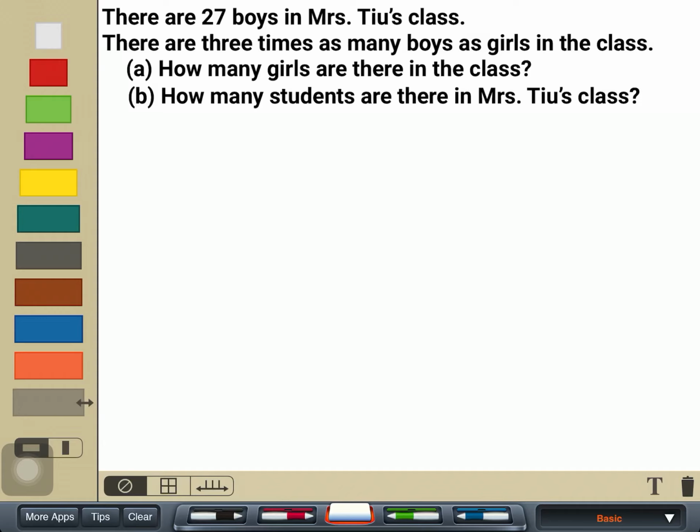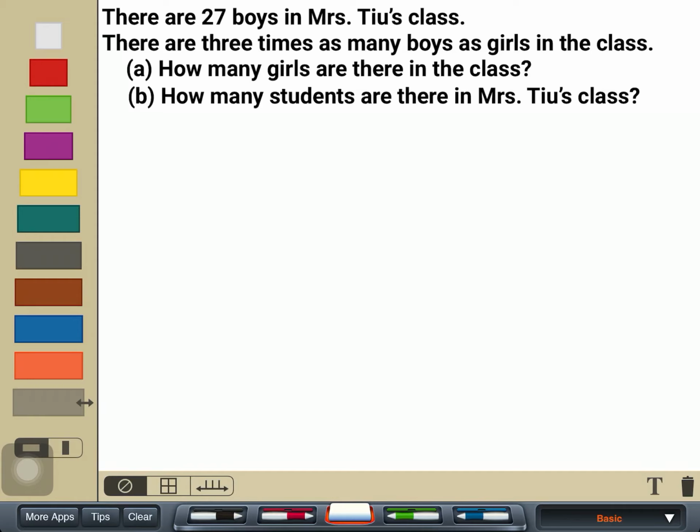Let's read this word problem together. There are 27 boys in Mrs. Tew's class. There are 3 times as many boys as girls in the class. Letter A. How many girls are there in the class? And letter B. How many students are there in Mrs. Tew's class? So to solve this problem, we have to break it down first.